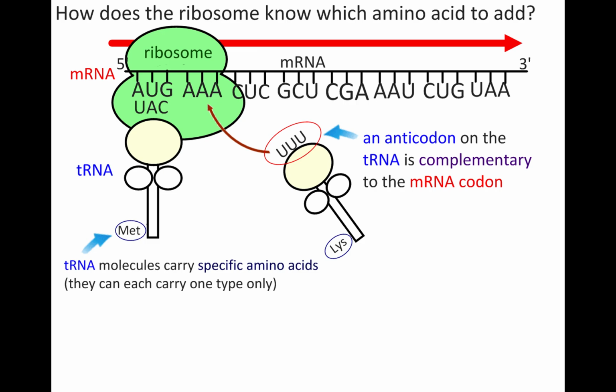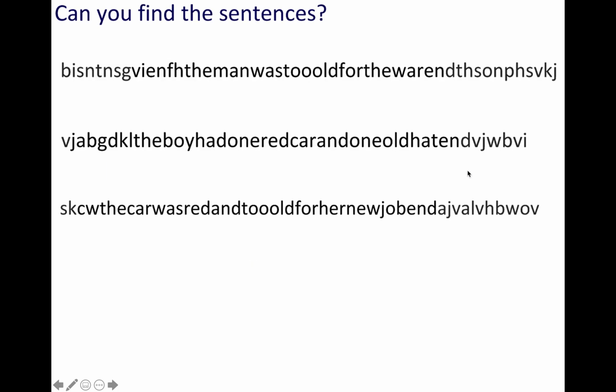Now, how does the ribosome know which amino acid to add? The answer is here in the diagram. A tRNA molecule carries a specific amino acid, and each can carry only one type of amino acid. The anticodon on the tRNA is complementary to the mRNA codon over here. So that's how it knows which amino acid to add.